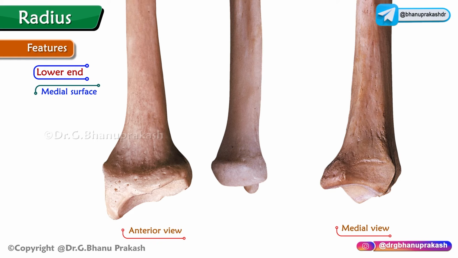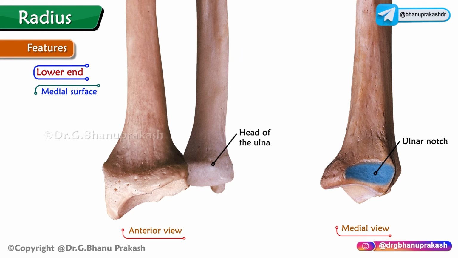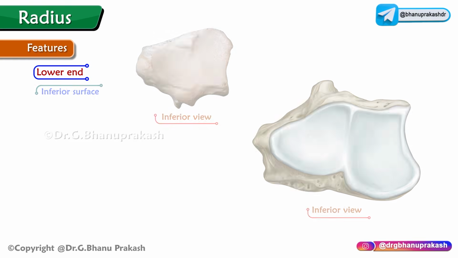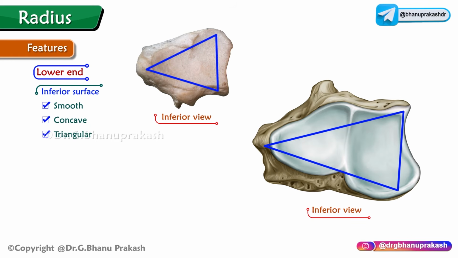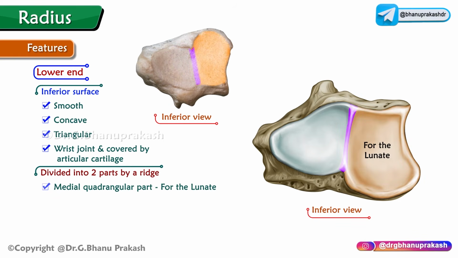The medial surface. It has a smooth notch known as the ulnar notch, which articulates with the head of the ulna to form the inferior radio-ulnar joint. A smooth ridge in the lower part of the notch gives attachment to the articular disc. Inferior surface. It is smooth, concave, and triangular. It takes part in forming the wrist joint and is covered by articular cartilage. It is divided into two parts by a ridge. Medial quadrangular part for the lunate and the lateral triangular part for the scaphoid.